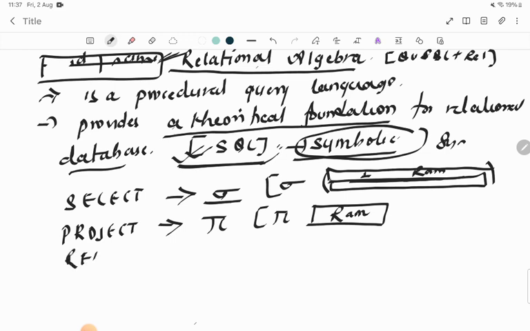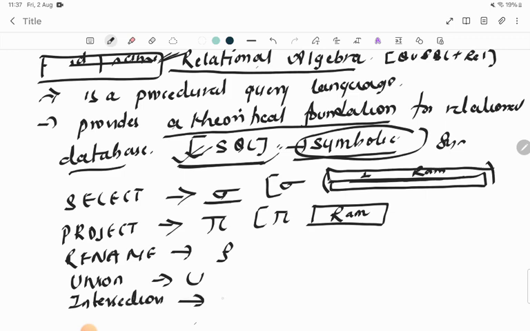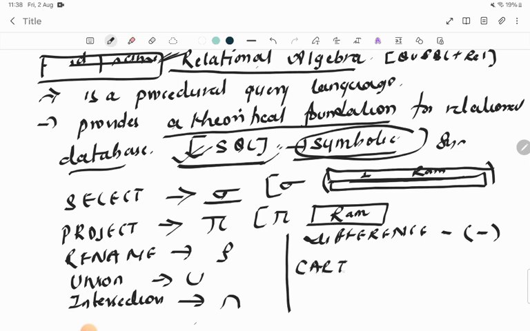The next command is rename, and rename is represented by the symbol rho. The next command is union, and it is represented by the symbol small u. Next is intersection, and it is represented by the symbol opposite of u. Next one is difference, and this is represented by the minus sign. Next one is Cartesian product, and this is represented by the symbol x or a cross.